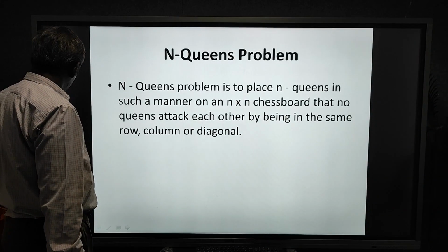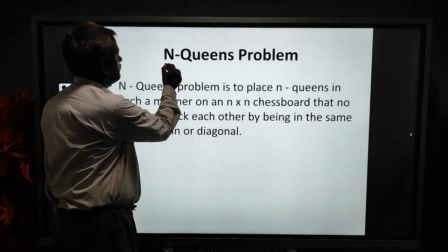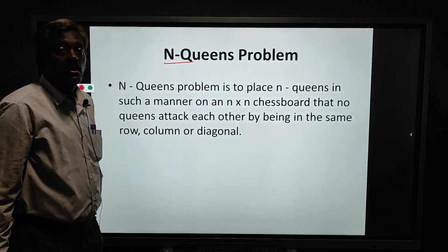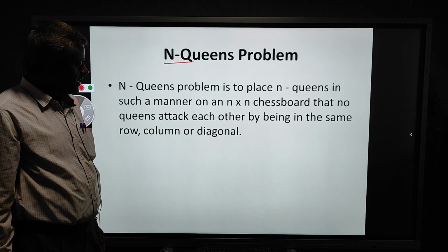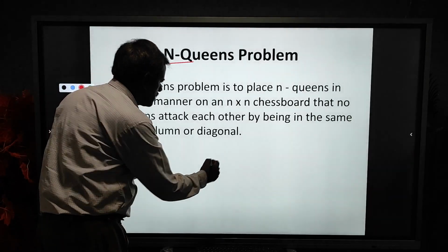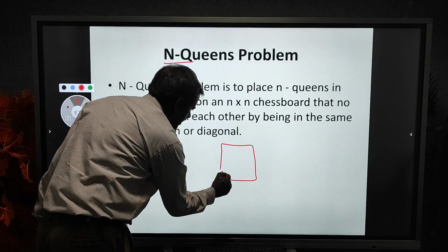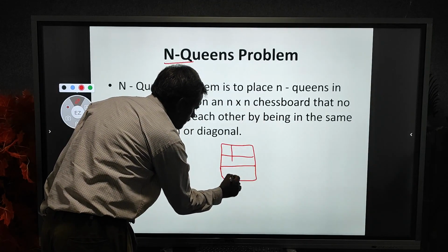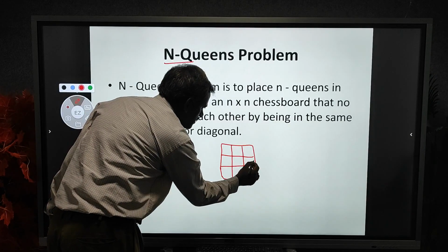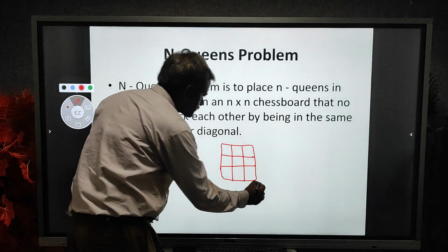Some examples regarding backtracking. One of the problems that we are going to use is the n-queens problem. What is the n-queens problem? Suppose I am having 3 queens, considering, for example, I have to make a board of 3 by 3.